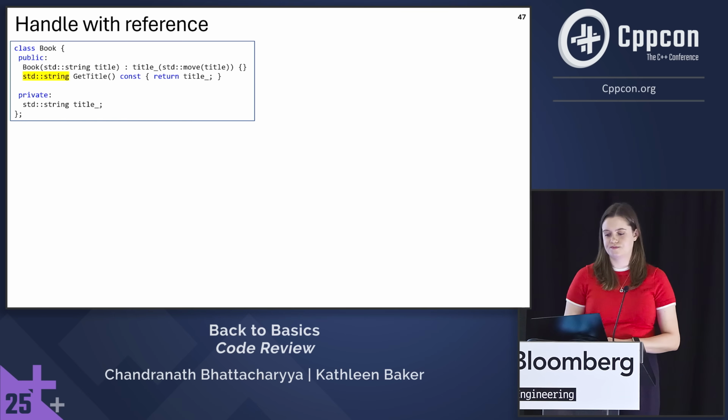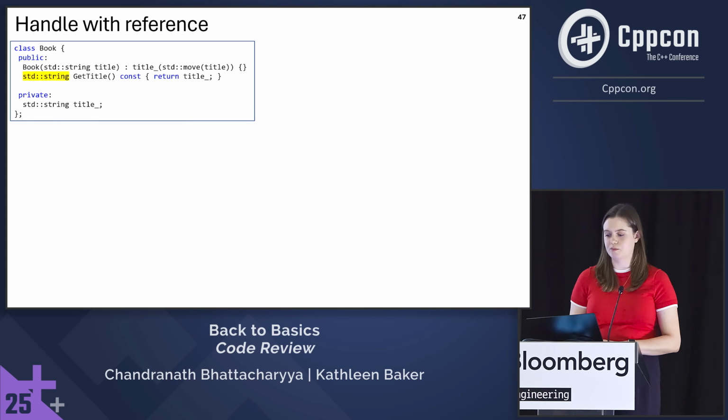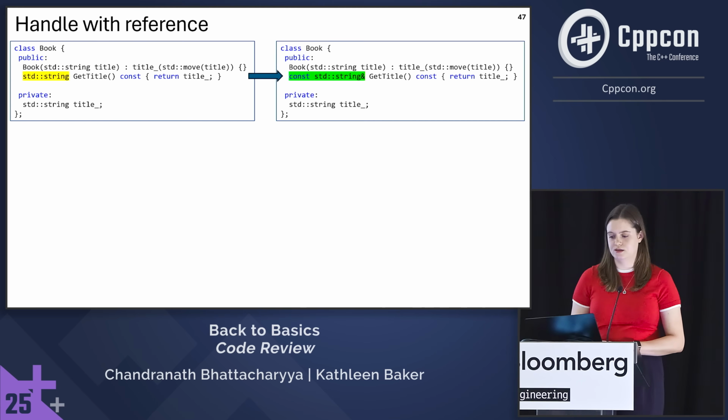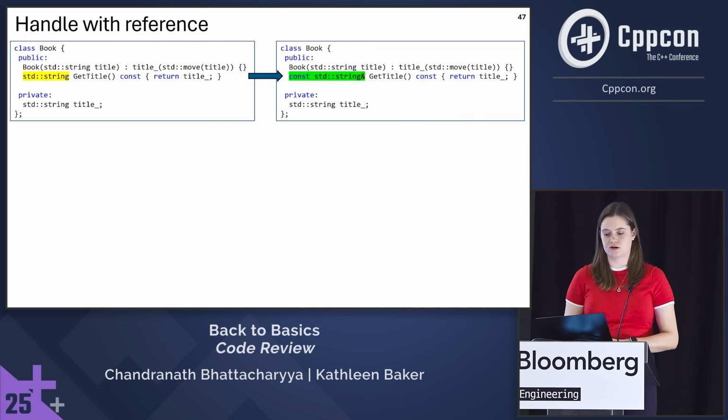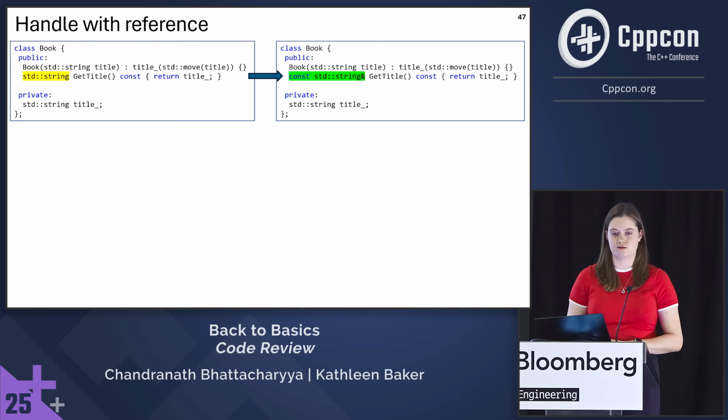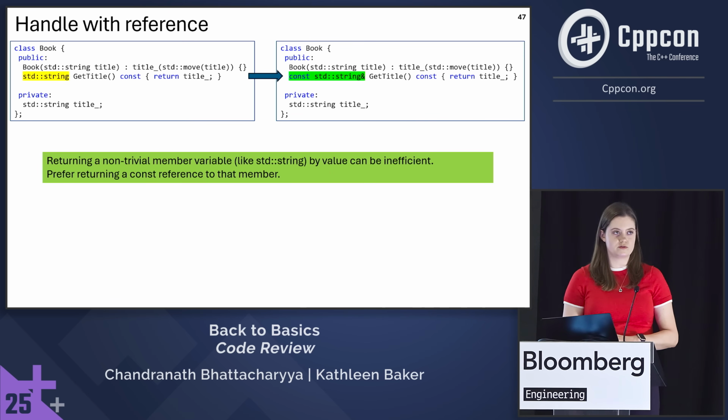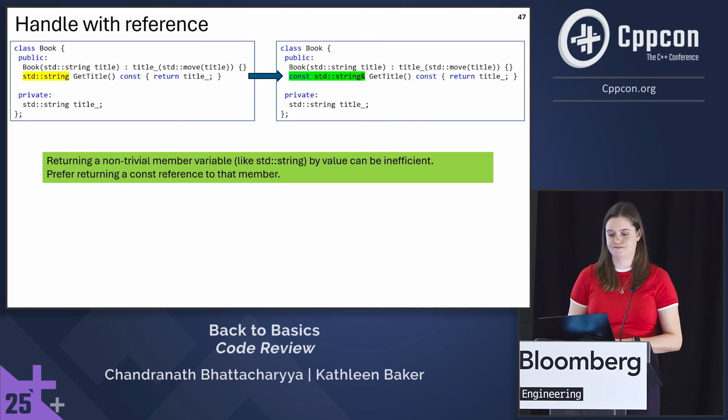Handle with reference. We have another class Book. Member function getTitle returns member variable title, which is a string. Instead, we can return a const string reference to title. Returning non-trivial member variables can be inefficient, so return them as const reference instead.